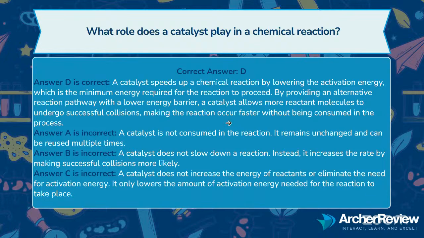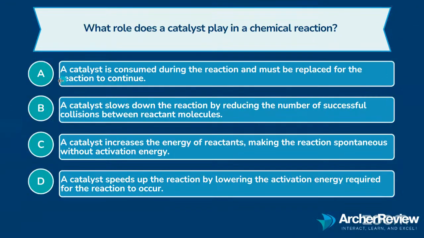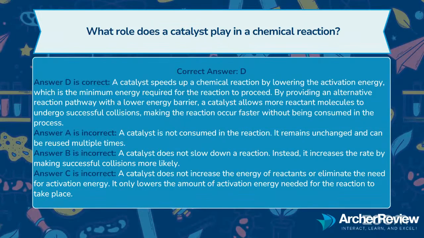And it does this really by providing an alternate reaction pathway, and that allows more reactant molecules to undergo those collisions successfully, making the reaction occur faster without being consumed. And that's what's wrong with answer A. Answer A starts with a catalyst is consumed during the reaction. Remember that biologically, a catalyst and an enzyme are the same thing essentially. And enzymes and catalysts speed up reactions and they are not consumed, which is what makes them so valuable. They can go on to foster other chemical reactions without being used up.